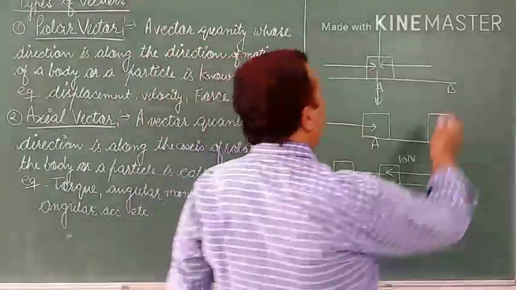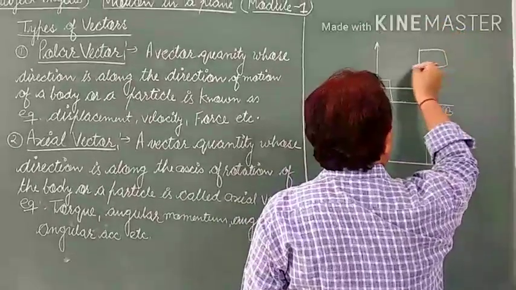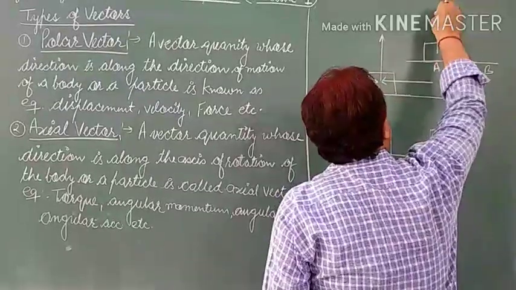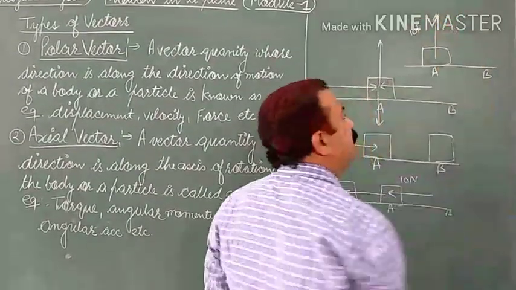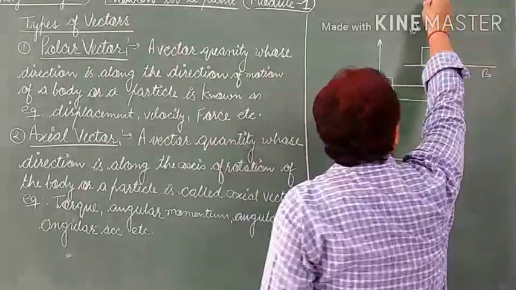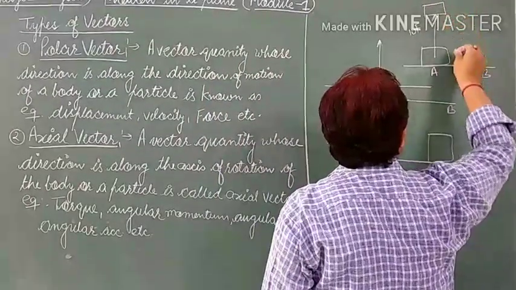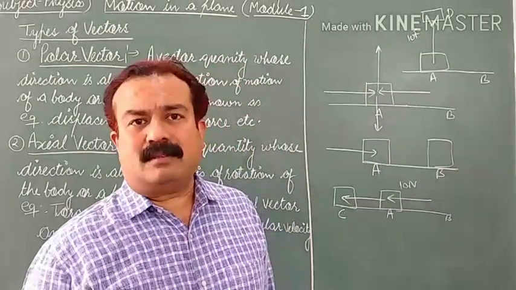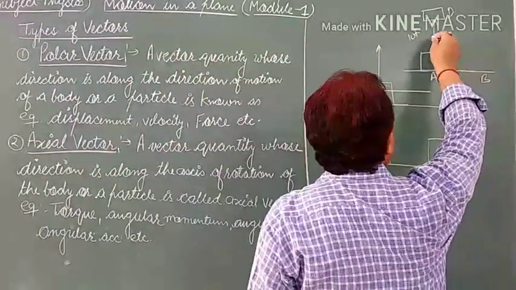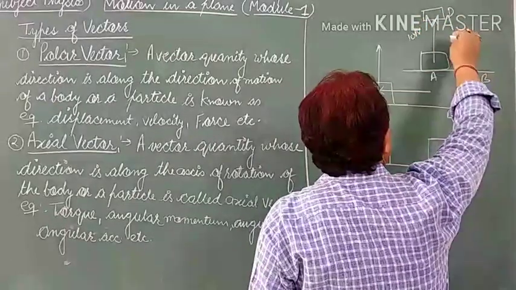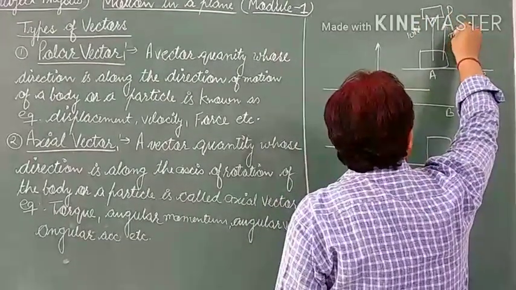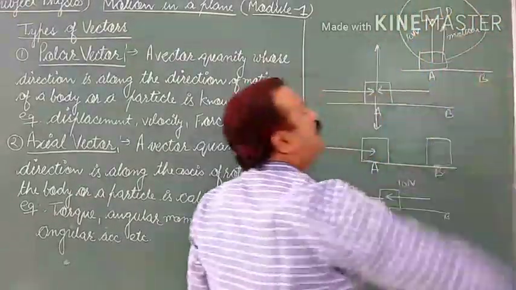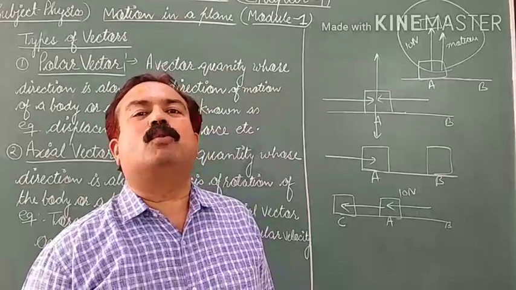Or you can see, if I have an object here, I want that object should move from A to B, and you are applying force of 10 Newton in upward direction, and the object reaches up to this position. If the object is reaching from A to B position, what is this? You have applied force in this direction, 10 Newton, and the motion is also in the same direction, and that's why we can say that force is a polar vector.